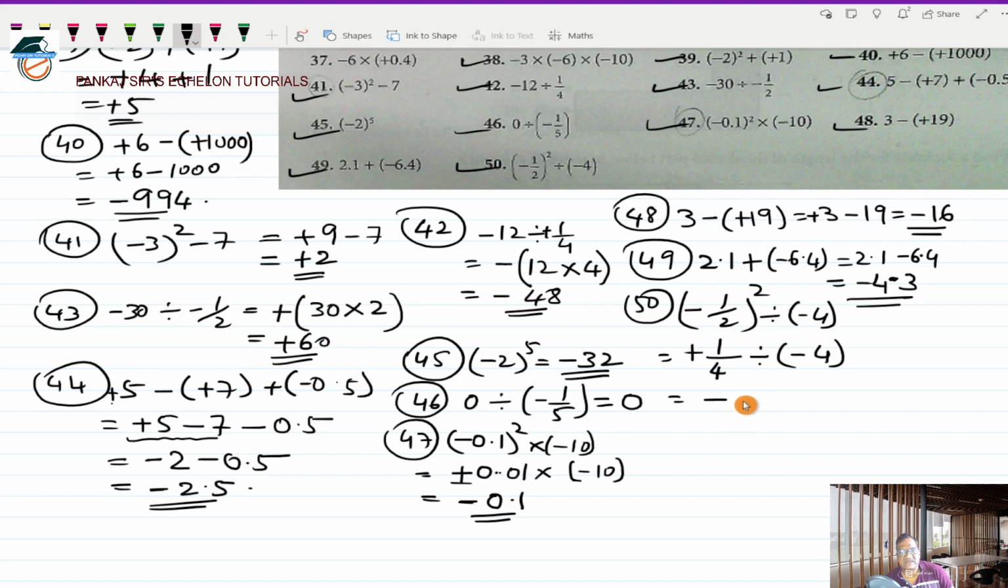Now I'll take the first number 1 by 4, and this division sign I will convert into multiplication, and after that is 4. Because I have converted into multiplication, I will have to take the reciprocal of this. So my final answer will be minus, and 1 by 4 into 1 by 4 is 1 by 16. So my final answer should be minus 1 by 16.